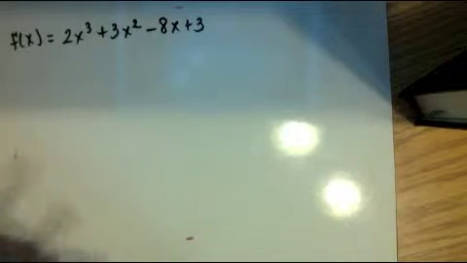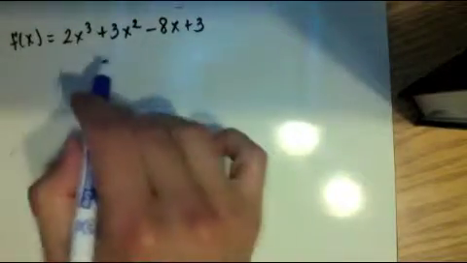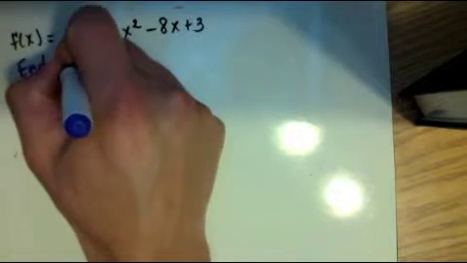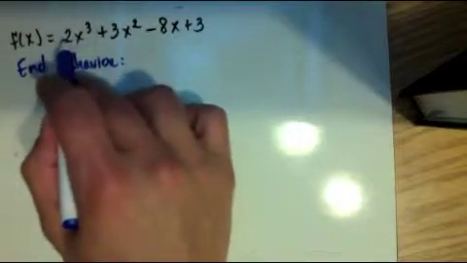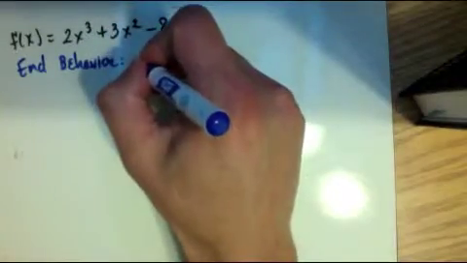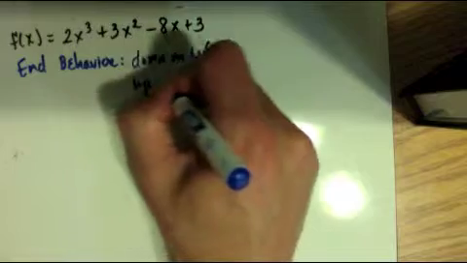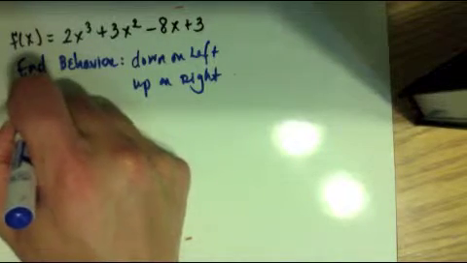Hey guys, we've been talking about graphing polynomials, and I want to give you one example about this unique situation. We're going to start looking at the end behavior first, and as you can see, this is positive and it's x cubed, so it is going to go down on the left, and it will be going up on the right because it's positive.